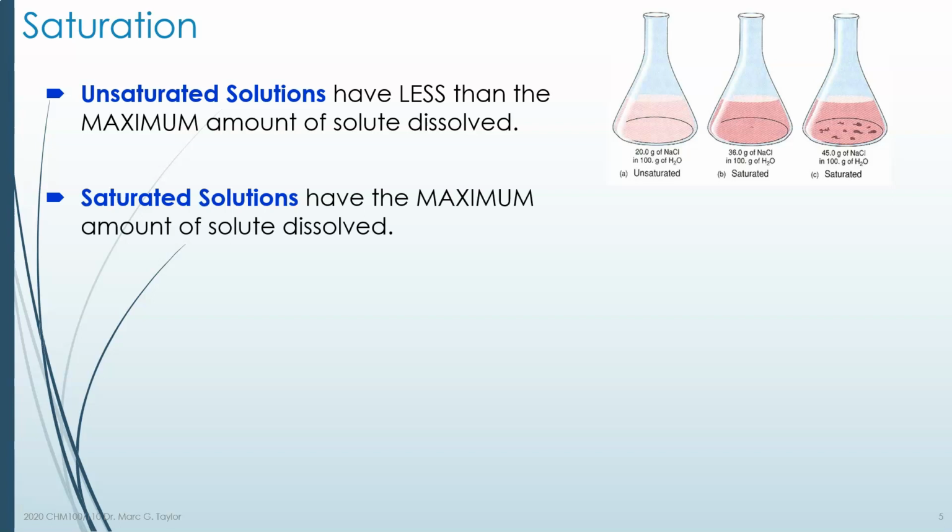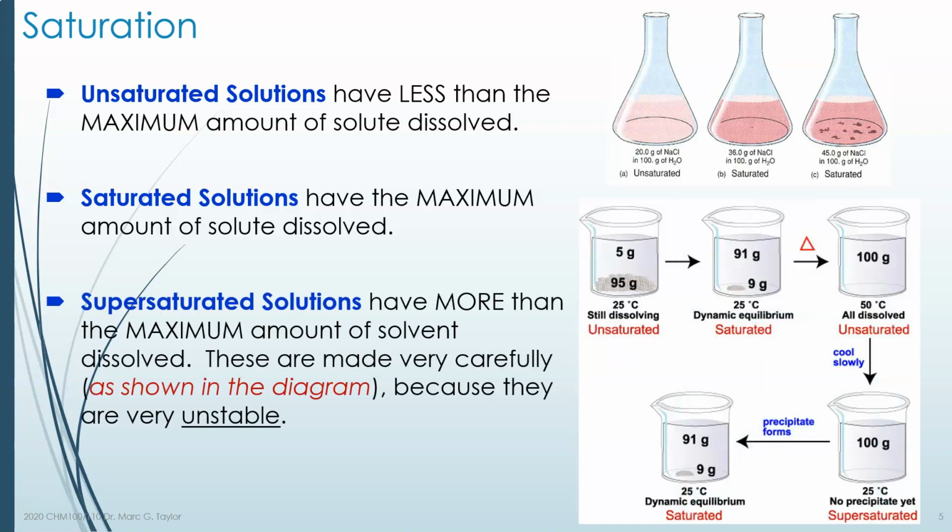Saturated solutions obviously have the maximum amount that is dissolved. So that would be in the case of B or C, those are saturated. And I also told you about supersaturated solutions. They have more than the maximum amount of solute dissolved, which is a weird thing to say, but they have to be made very carefully because they're extremely unstable. And the way you would make them is you start off with your solvent, and you begin adding solute to it until you reach a saturated point.